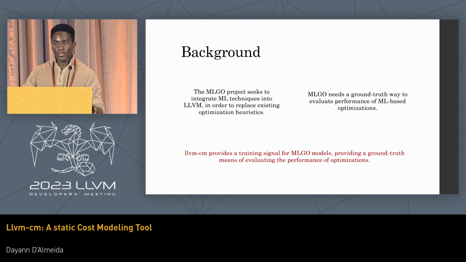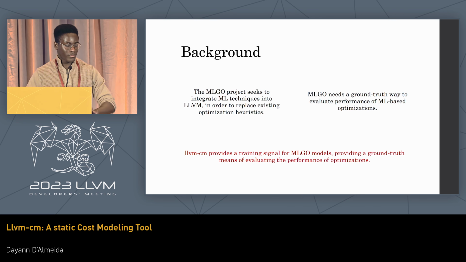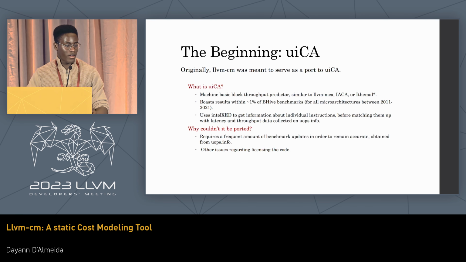There needed to be a kind of ground truth way to evaluate the performance of those ML guided optimizations. So the entire goal of LLVM-CM is to give a training signal, or a way to get that ground truth performance number at the end to say how good a specific performance optimization was.